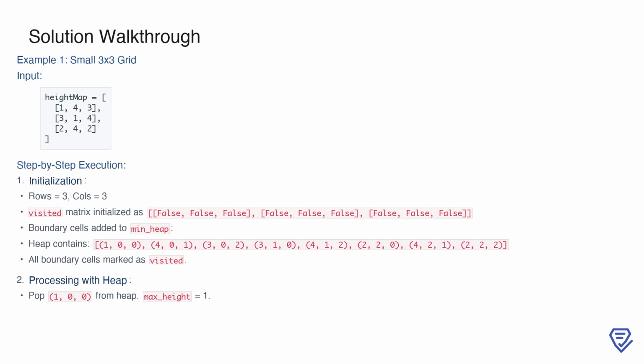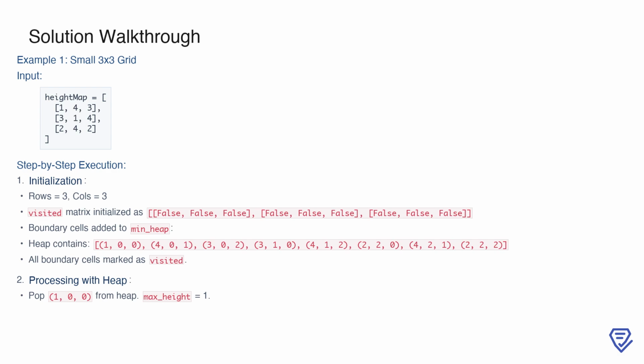To solve this problem, we start by initializing the required variables. In this 3x3 grid, we have 3 rows and 3 columns. We create a visited matrix to keep track of which cells have been processed, initializing all values to false. Next, we add all the boundary cells of the grid to a min heap, along with their heights and coordinates. This ensures that we process the lowest boundary cells first.